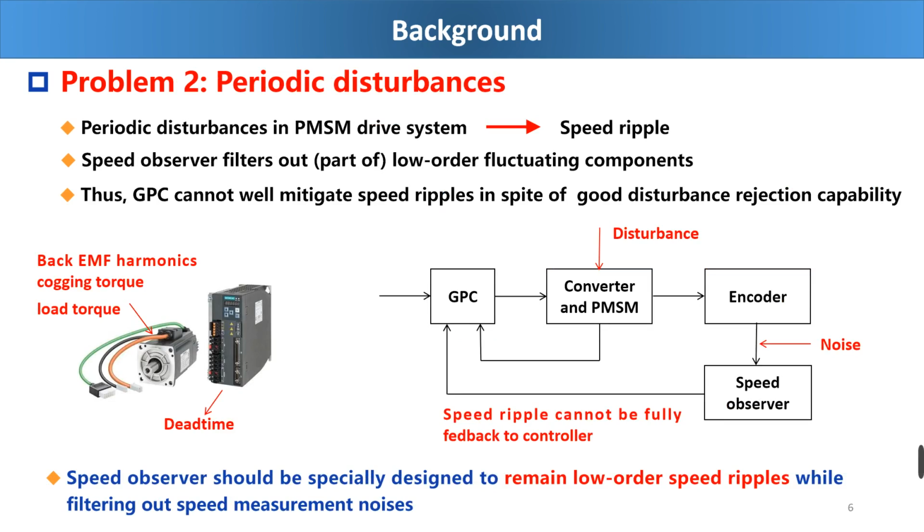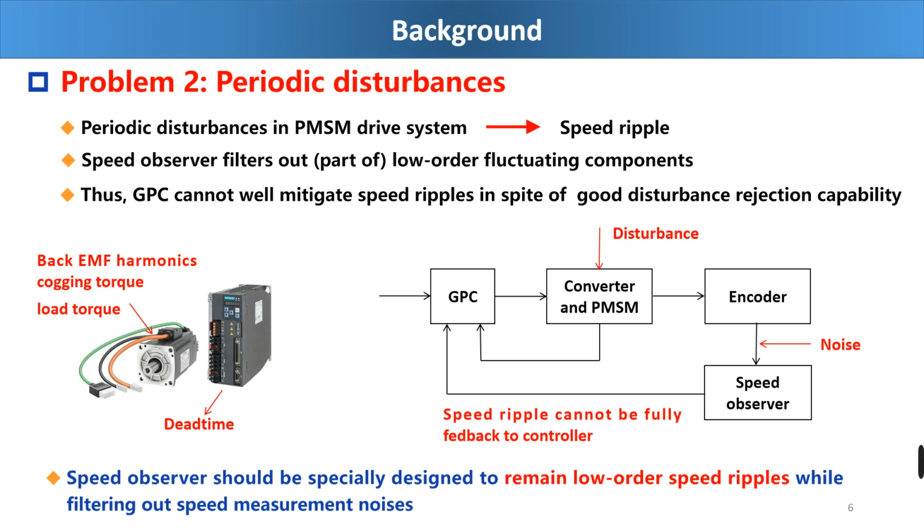And the second problem is that periodic disturbances widely exist in our PMSM drive system, from the back EMF harmonics, the cogging torque, the load torque, the dead time of the converter, and so on. These periodic disturbances will cause speed ripple. And because we use the speed observer to filter out the noises, this filter will also filter out at least part of the speed ripple that should have been fed back to the controller. So this information is filtered out by our observer.